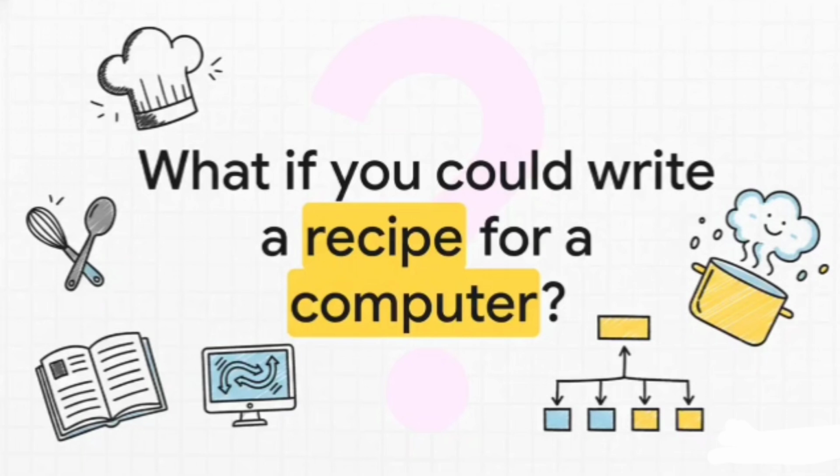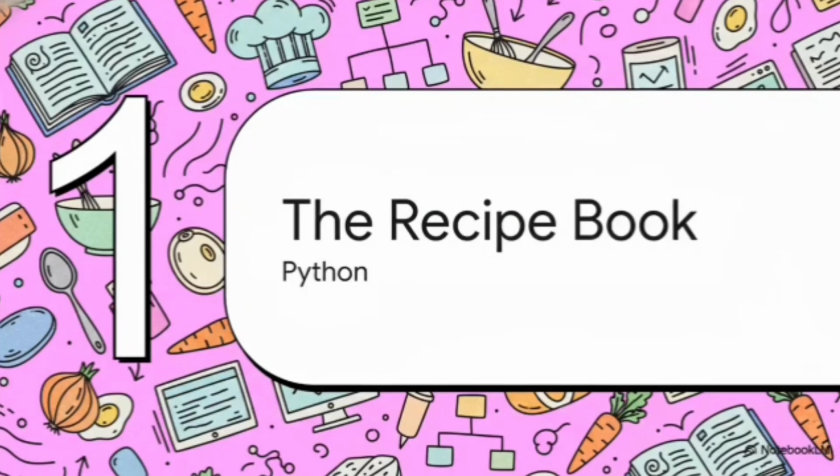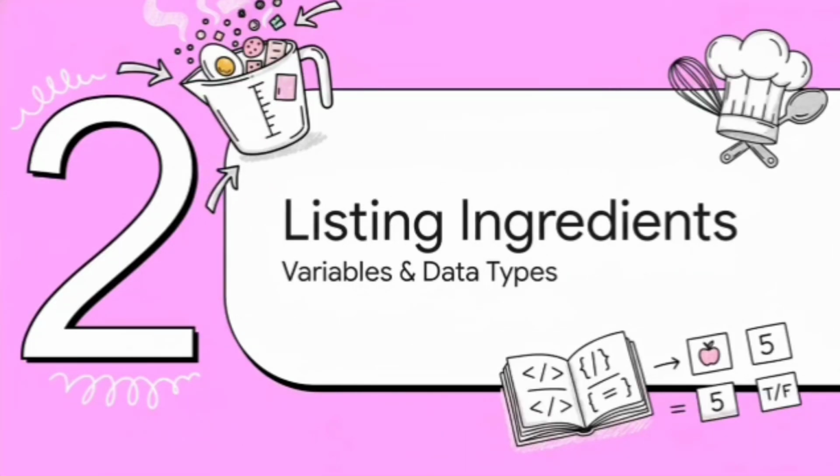It's just writing a simple, super clear recipe that a computer, who is, let's be honest, a very literal-minded chef, can follow perfectly, every single time, no questions asked. And for us today, Python is going to be our recipe book. It's the language we'll use to write down our instructions so clearly that the computer knows exactly what we want it to do.